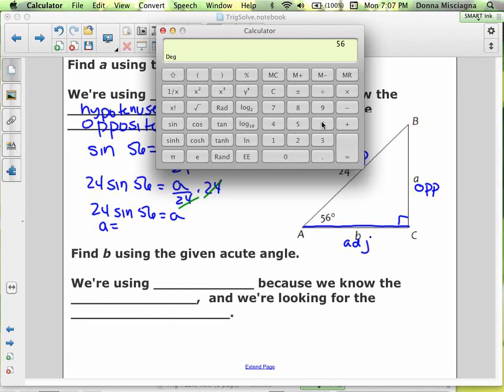All right, so 56, I have to start with the angle because it's backwards, times sine, and then times 24. So that one is, we'll round to 4 decimal places, 19.8969.